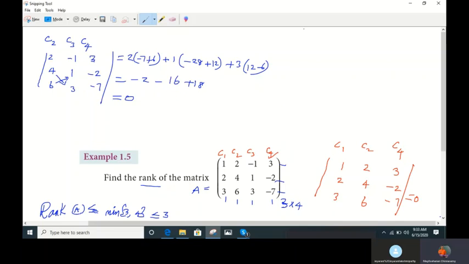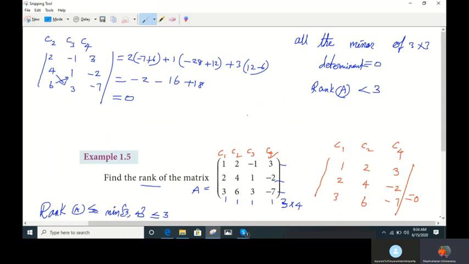What does it mean? All the minors of the 3 cross 3 matrix, the determinant is 0. Therefore, rank should be 2. That's all. So when you see that rank is less than or equal to 3, now rank is strictly less than 3. Rank of matrix A should be less than 3.